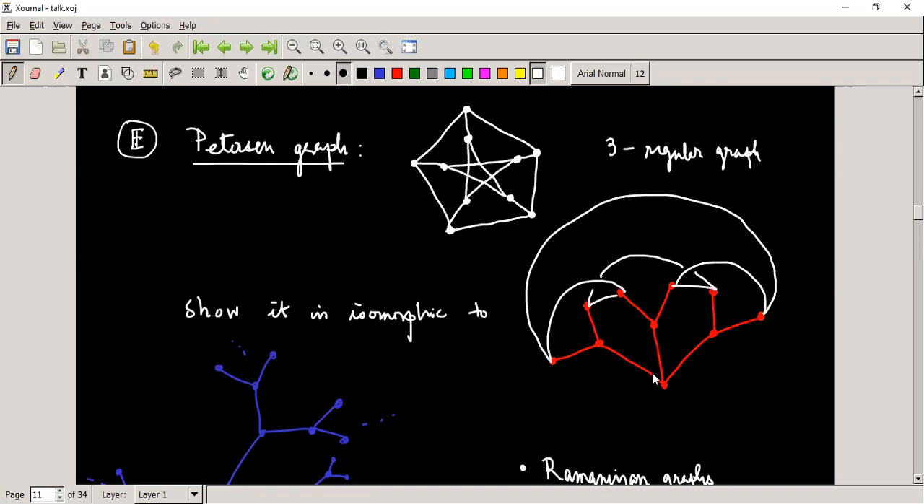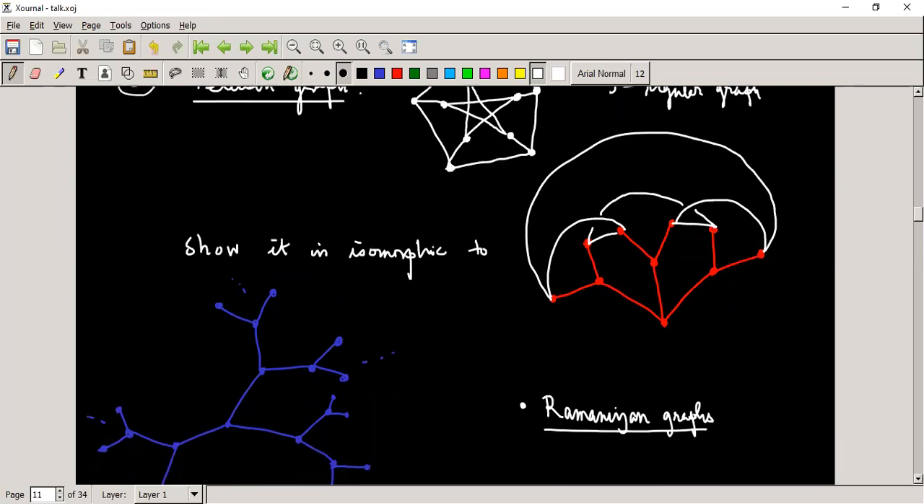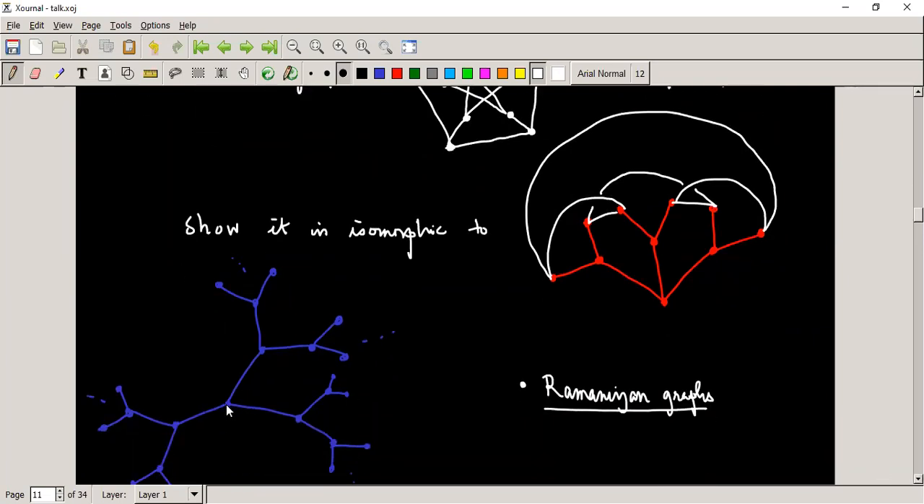So how do you get this graph? You take part of a three regular tree, right? So this red stuff is just a ball of radius 2 at a point on a three regular tree. Right? So the three regular tree I've drawn here. Take a ball of radius 2 around this point, and you'll get this red stuff. And then you join the vertices at the boundary cleverly.